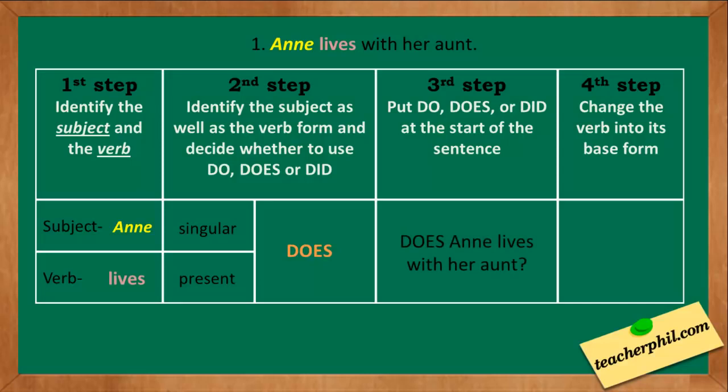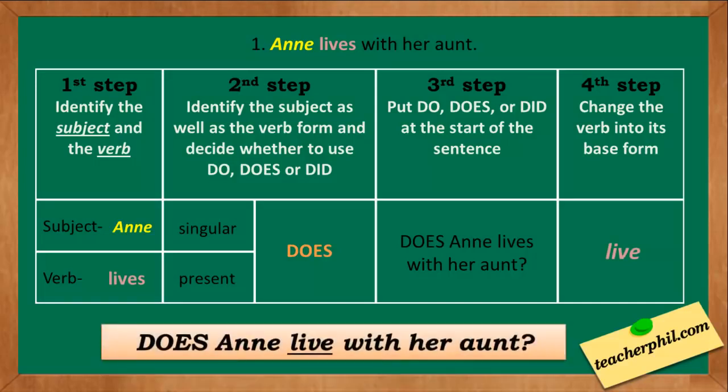The fourth step, change the verb into its base form. The verb in our sentence is lives. Change it into its base form and it will become live. So our final question is, does Anne live with her aunt?